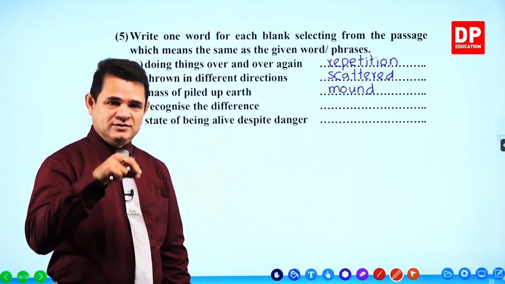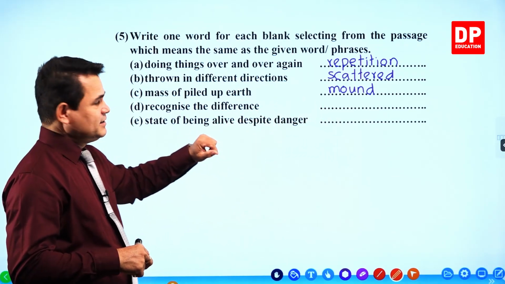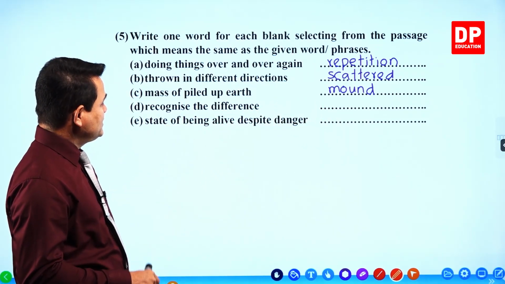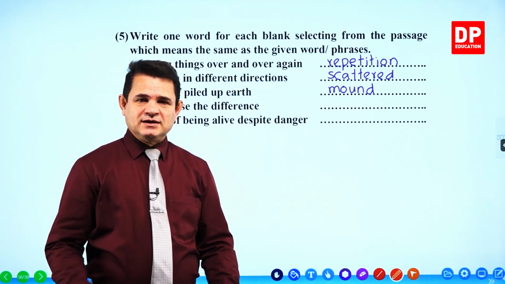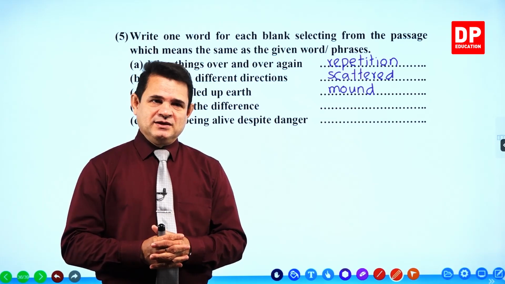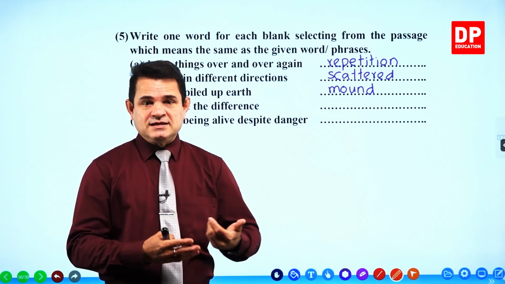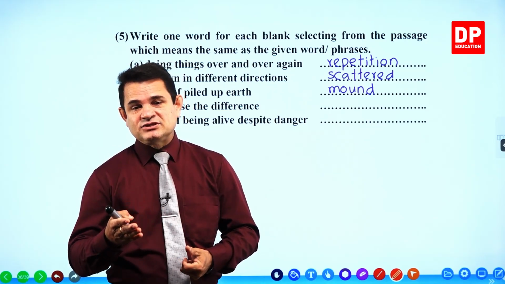Where you can find this word, right? And also recognize the difference. The difference වෙනස recognize වෙනස හඳුර ගන්නවා කියන්නේ. So they identify the difference between the intelligence and the instinct.